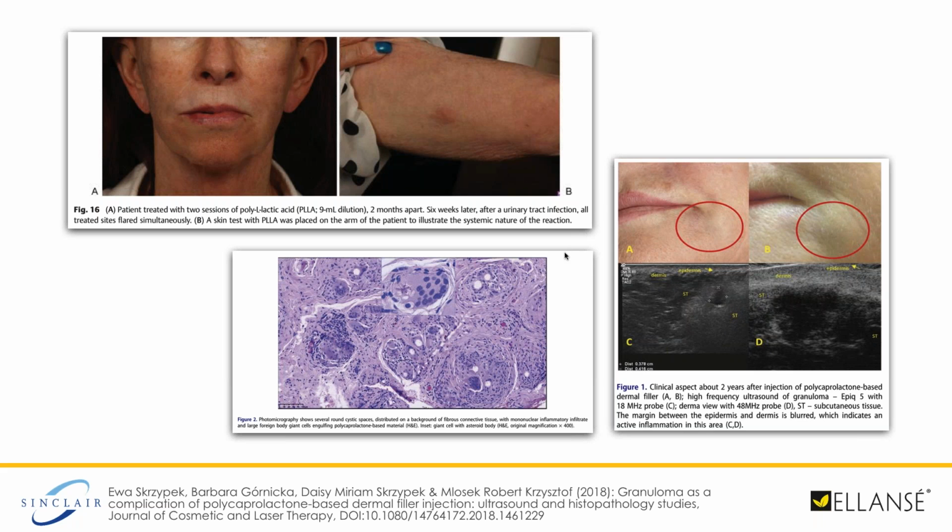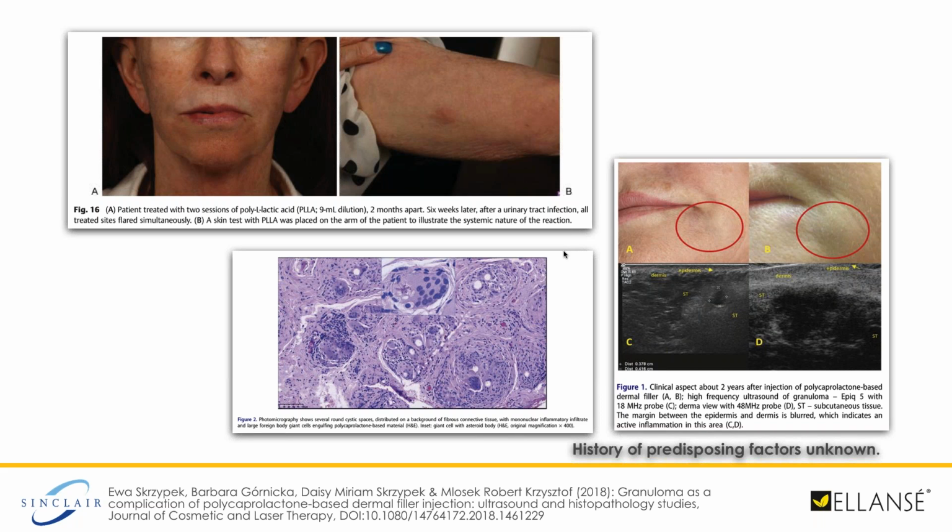In this report of granuloma due to Ellanse, published earlier this year, induration of all the injection sites occurred simultaneously. The biopsy was consistent with granuloma. However, the history of predisposing factors was not clearly described in the article.